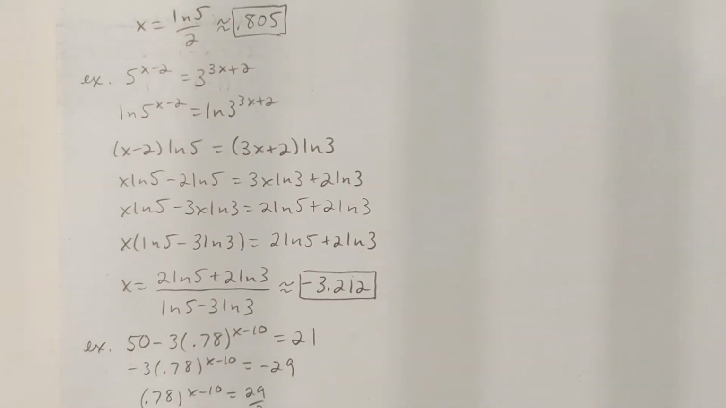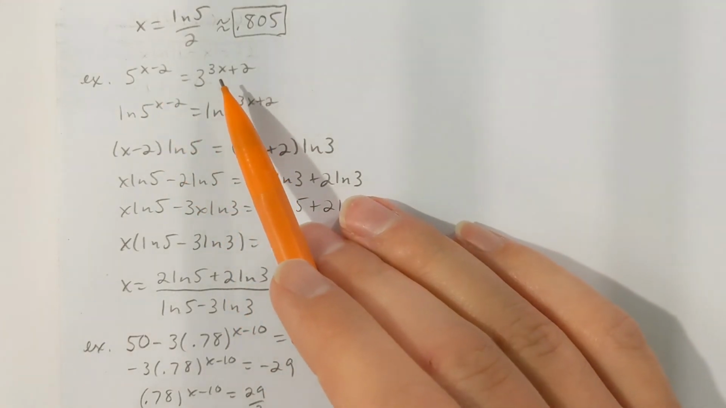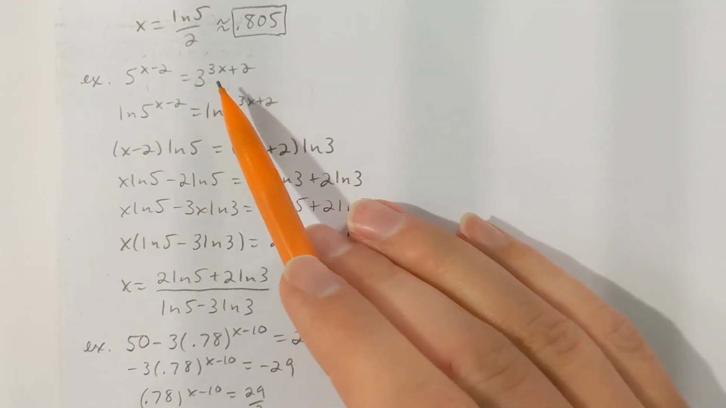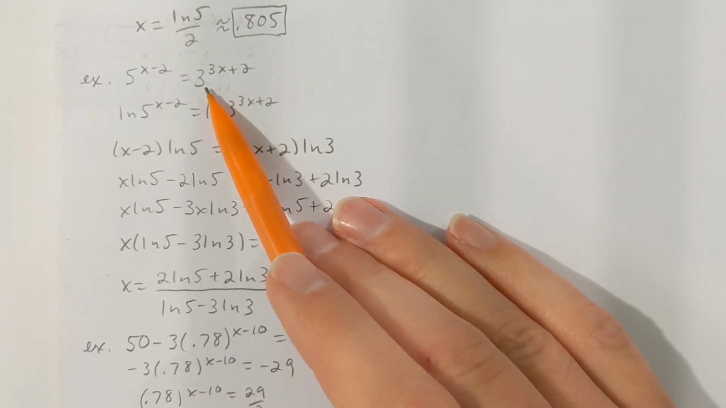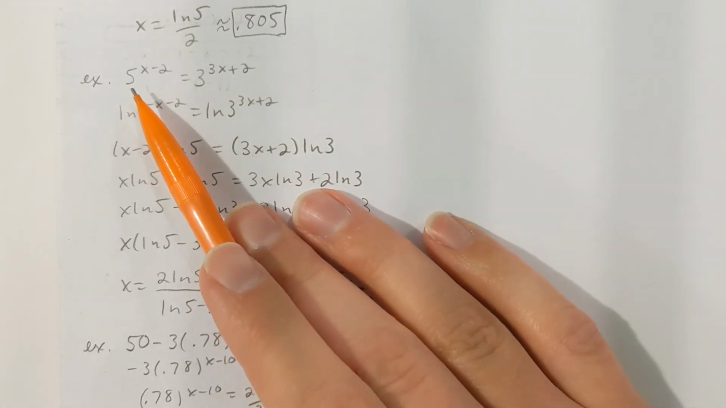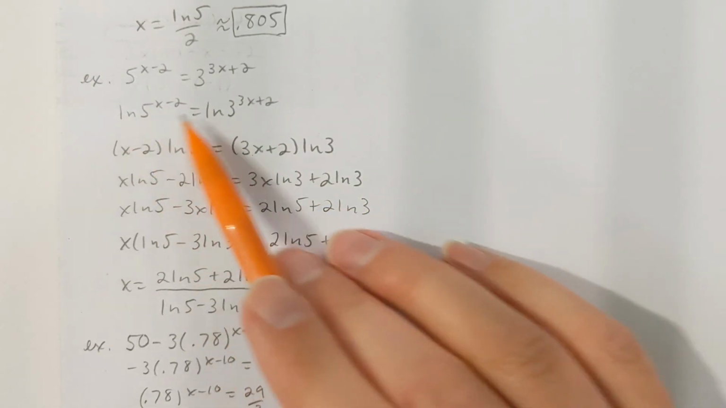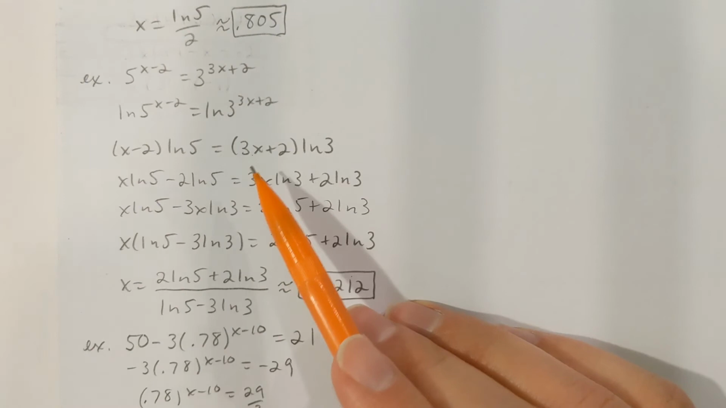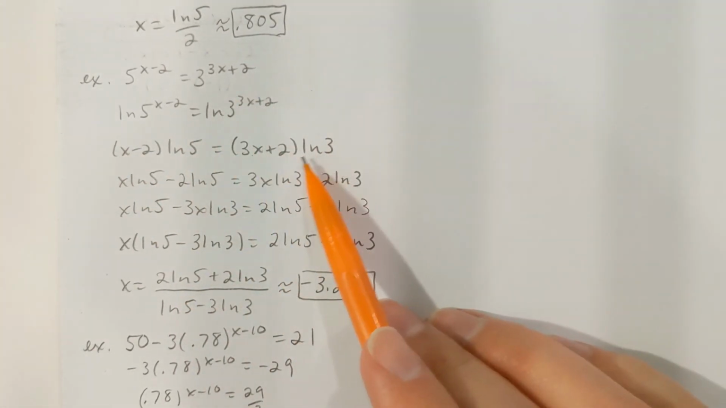Okay, here's another example. I want to solve for x. Now, again, I'm not going to be able to easily get the bases to match up. I won't be able to write 3 as 5 to some power or 5 as 3 to some power. So I want to begin by taking the ln of both sides. That will allow me to bring the powers in front of the logarithms on both sides there.